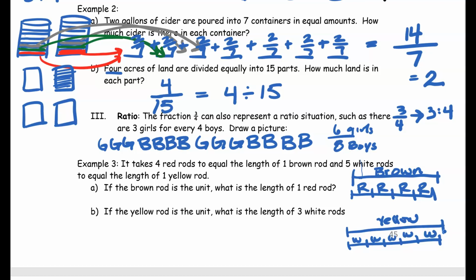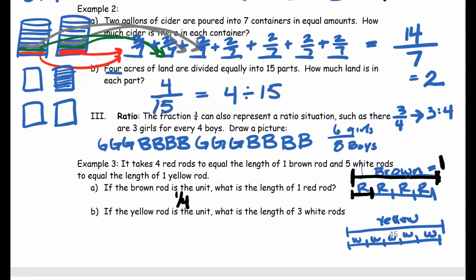So part A says if the brown rod is the unit, meaning brown is equal to 1, what is the length of a red rod? So if this, let me just use a different color. If this right here, this length is equal to 1, then one of these reds would be 1/4 of the length of brown, because there are 4 reds in that 1 unit.